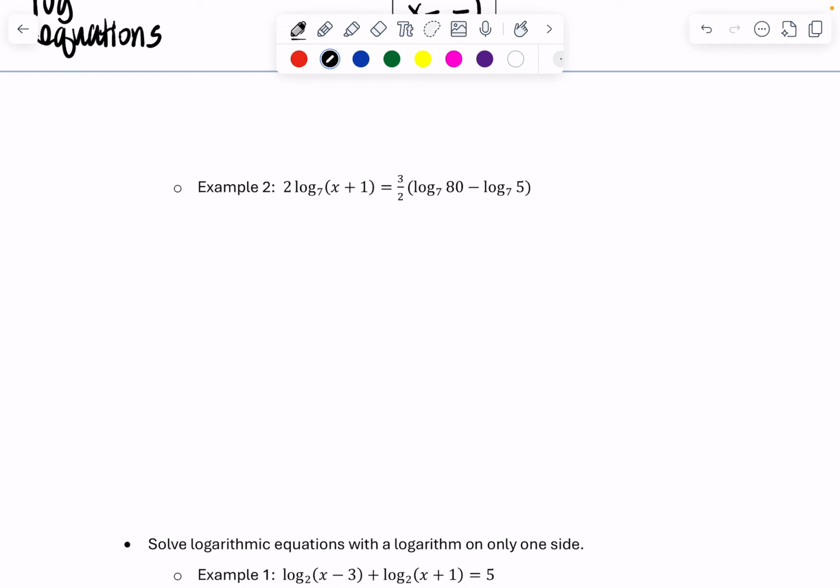All right, so this one is a little bit harder. I found this is where some of you needed a little bit of extra guidance. We do have log in all these different places, and we need to use our properties.